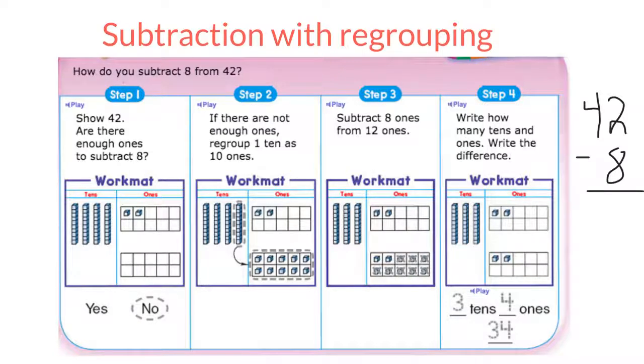In the last step, our total, we're left with 3 tens, and here these ones are going to work together to show 4 ones, so we're left with 3 tens, 4 ones, or the number 34.